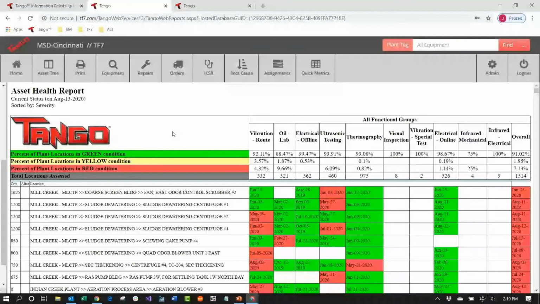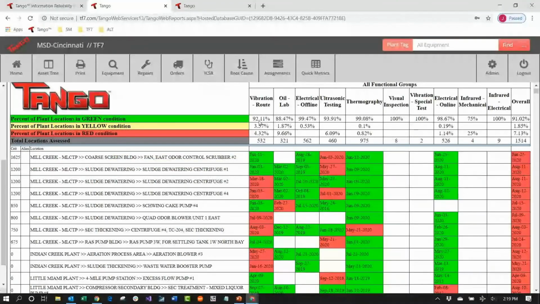So here, since I'm at the asset level, machine train level, if you will, you'll see that I'm covering much larger numbers. I'm covering 532 assets for vibration, 321 with oil lab, 560 with offline electrical, almost 1,000 with thermography. Overall, I'm covering 1,514 asset levels. And this gives me a quick picture of which of those particular assets are giving me the most, if you will, trouble, and whether or not the data is fairly current. So I'm in pretty good shape, saying that I've got only one problem really being reported, it looks like, from ultrasonics on this particular scrubber number 2.